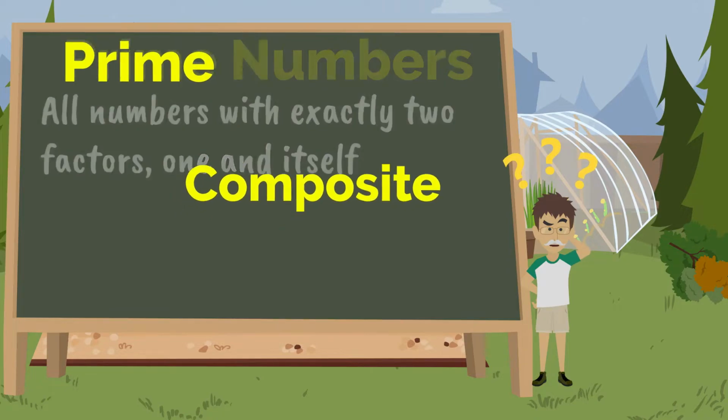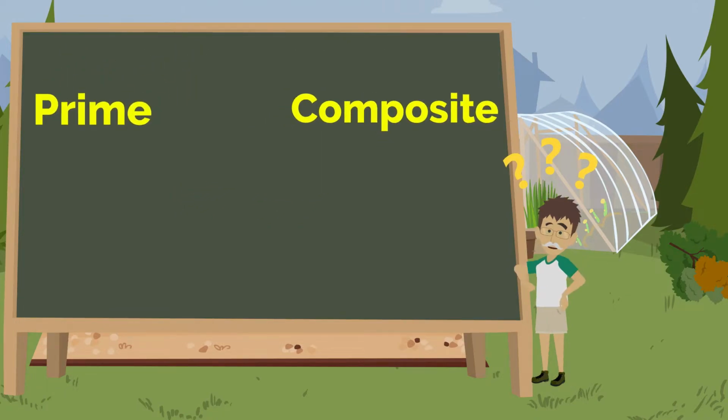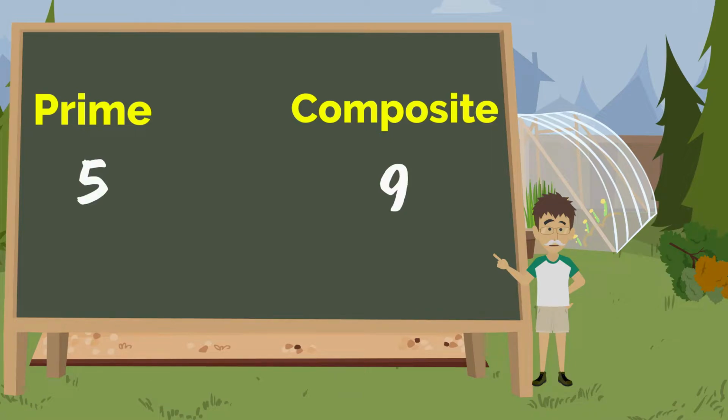Is 9 prime or composite? 9 is composite because it has factors of 1 and 9 and 3. How about 5? 5 is prime because its factors are 1 and 5. In some situations, composite numbers are very useful, especially composite numbers with many factors.